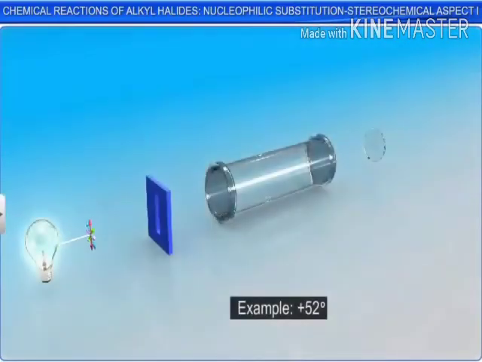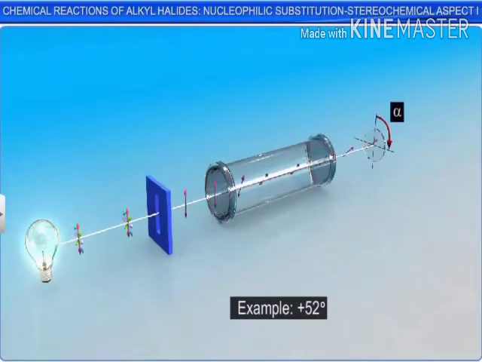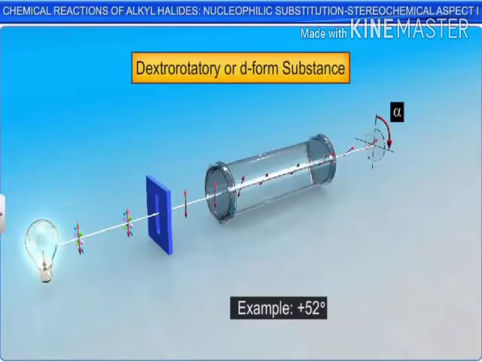If a substance rotates plane polarized light to the right or clockwise, as seen by an observer towards whom the light is approaching, then it is called dextrorotatory or D form. It is indicated by placing a plus sign before the degree of rotation. In Greek, dextro means right rotating, and hence the term dextrorotatory.